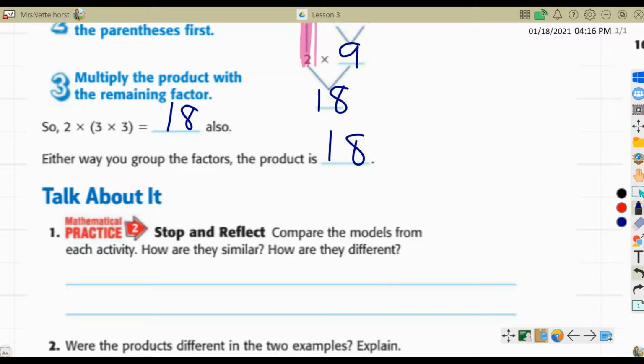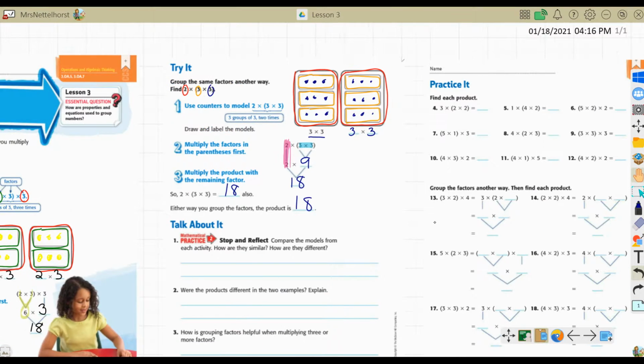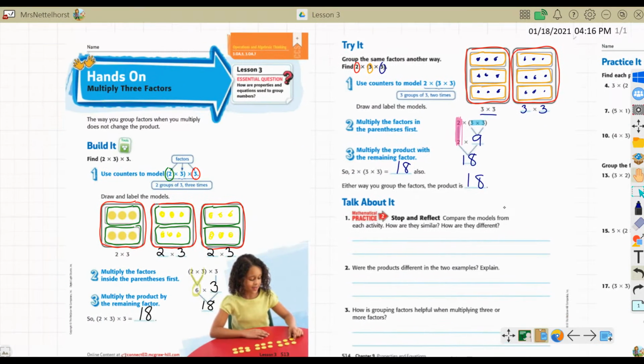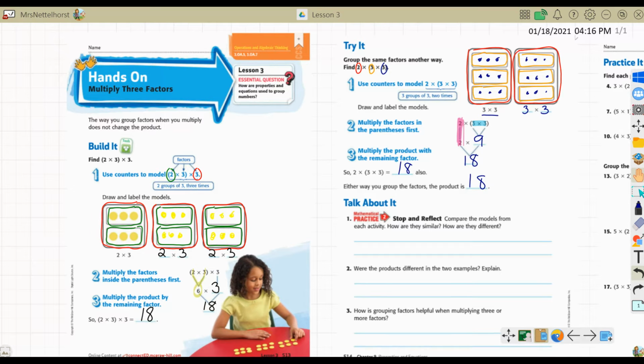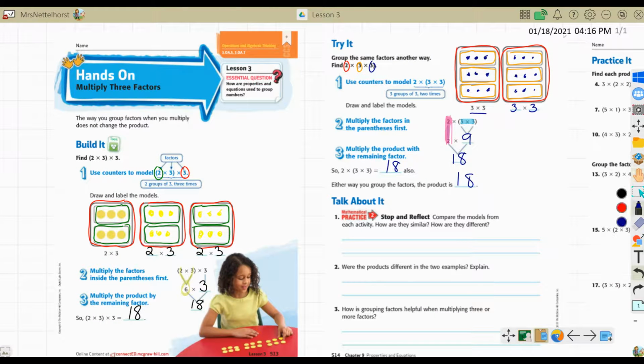Okay, so let's stop and reflect. Compare the models from each activity. How are they similar and how are they different? So we're going to put this into a sentence after we look at the 2 models. So I'm going to make the page smaller so you can see both pages at once. So think about how this picture here is the same and different from this picture here.